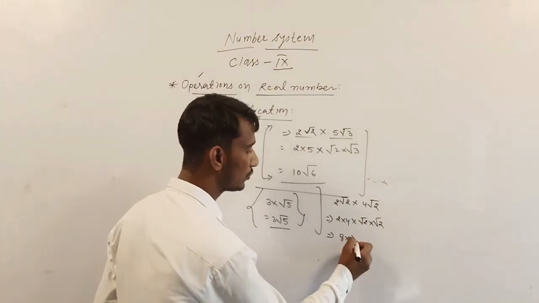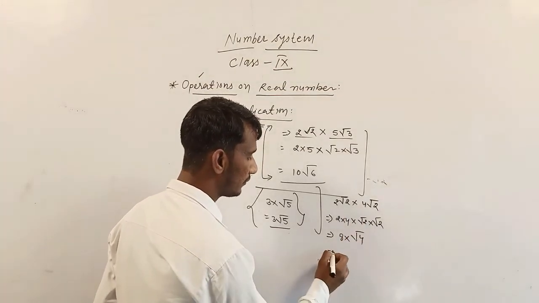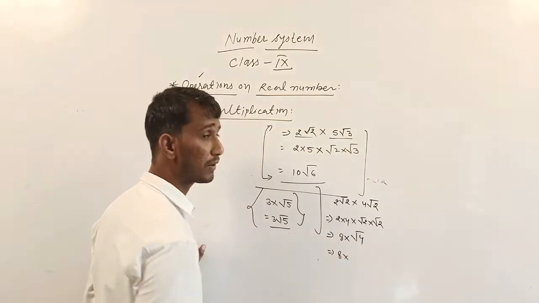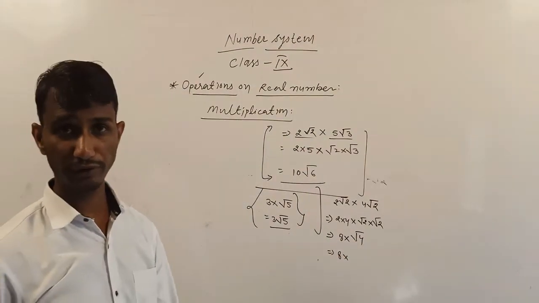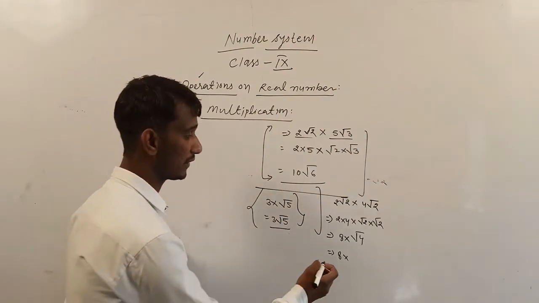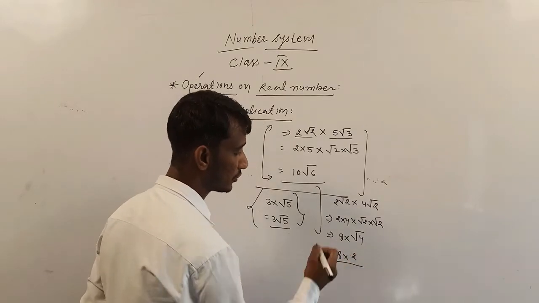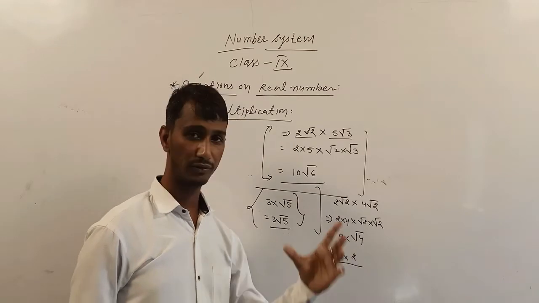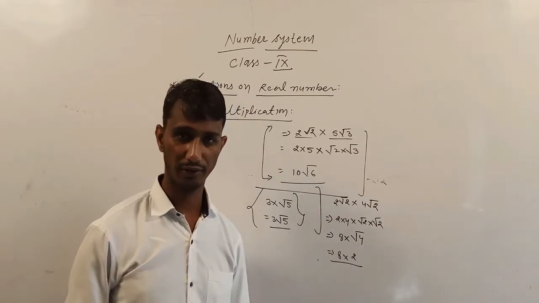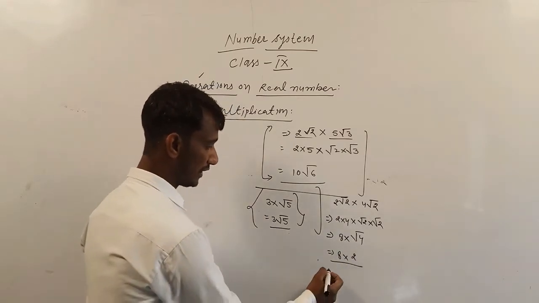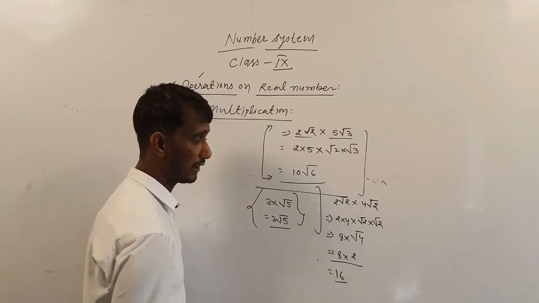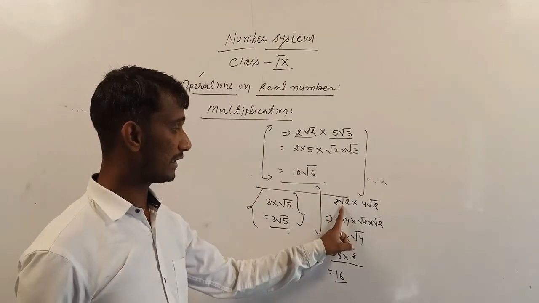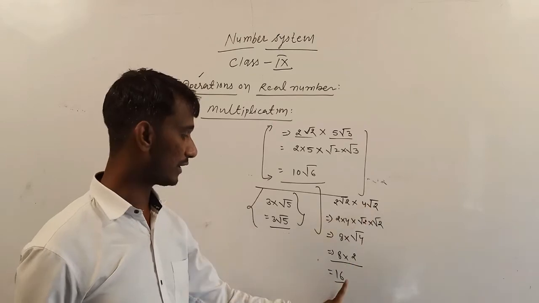4 and root 2 into root 2, we can write root 4, and we know that this is a perfect square number. Root 4 is a perfect square, the square of 2. So we can write the value of root 4 is 2. Are you getting my points? So after that we get the product 16, and dear student, the product of an irrational number and an irrational number here is a rational number.